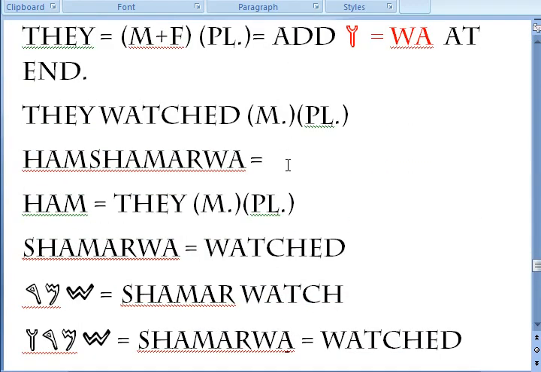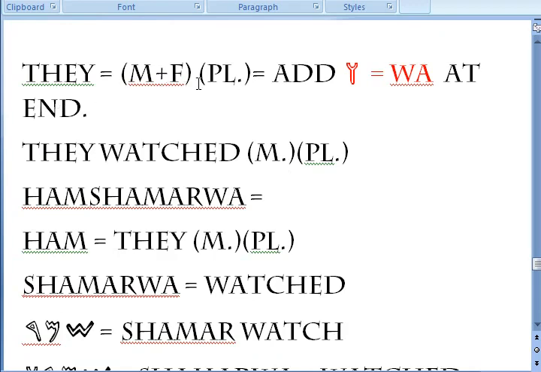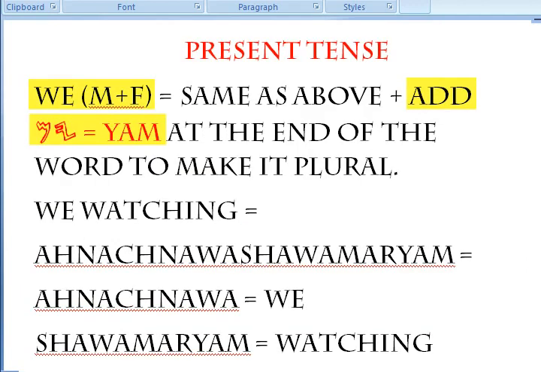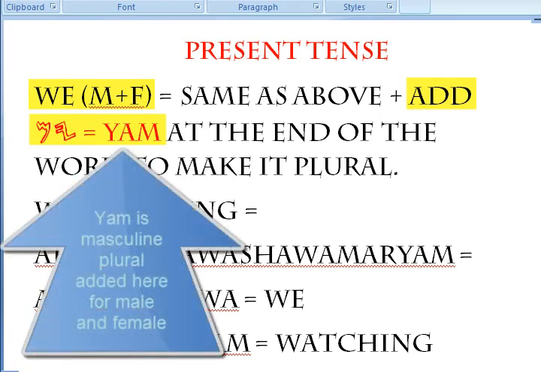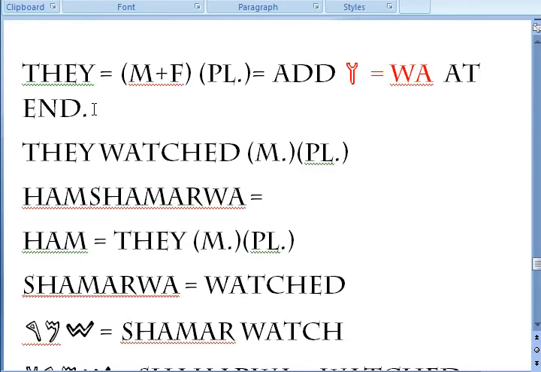All right. Now the next one is "they," male plus female plural. You add a "wa" at the end. And most of these, when you have masculine and feminine together, the masculine always takes over. Just like in our law, the man is the one that is over the female, so whatever the man says, that's what goes. So in the Hebrew language, the masculine form usually always takes precedence over the feminine.